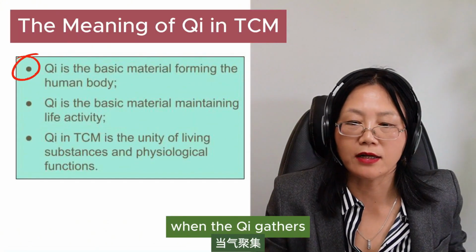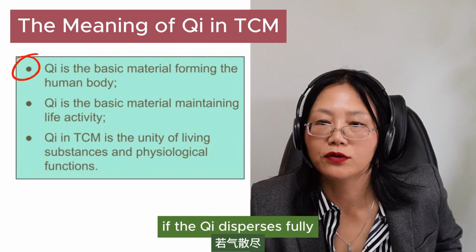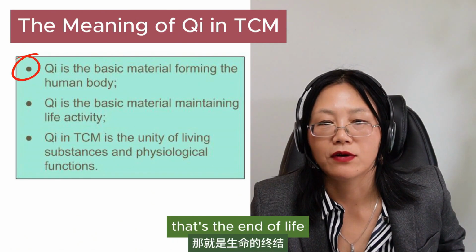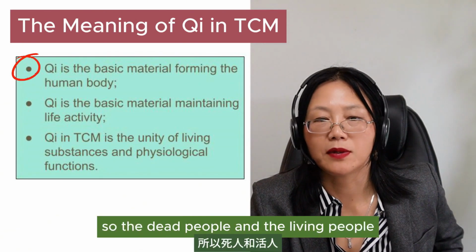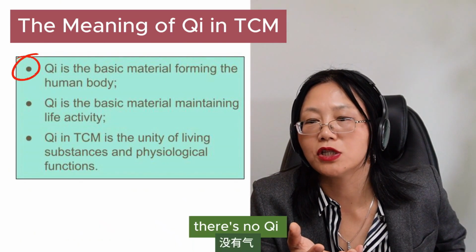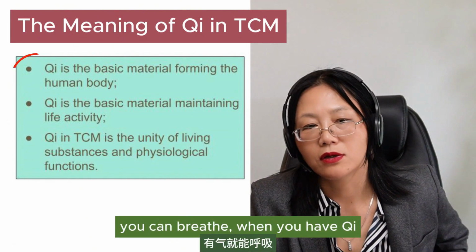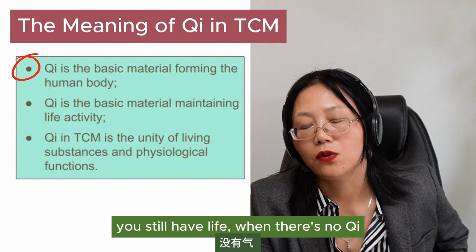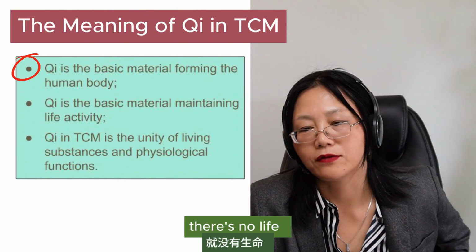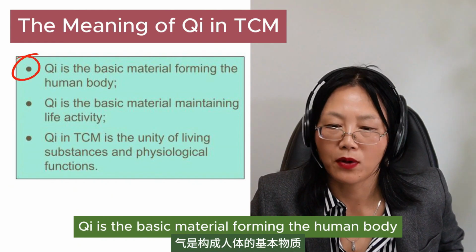When the Qi gathers, we have life. If the Qi disperses fully, that's the end of life. Dead people and live people, the big difference is that dead people cannot breathe. There's no Qi, but live people have Qi. When you have Qi, you can breathe. When you have Qi, you still have life. When there's no Qi, there's no life. Qi is the basic material forming the human body.